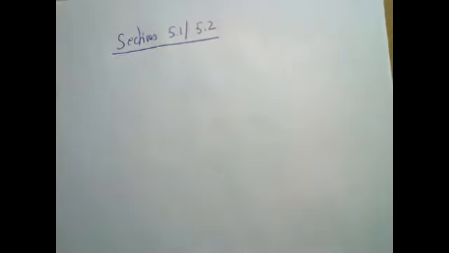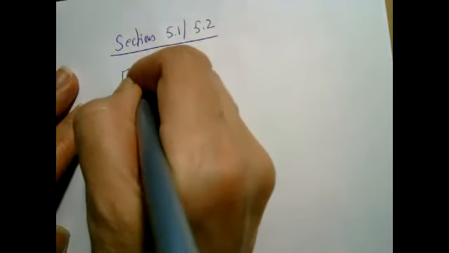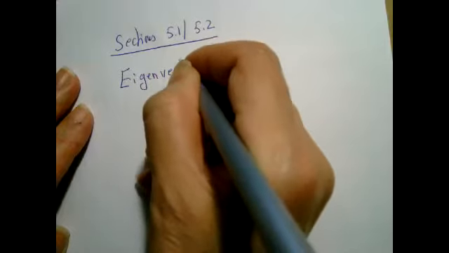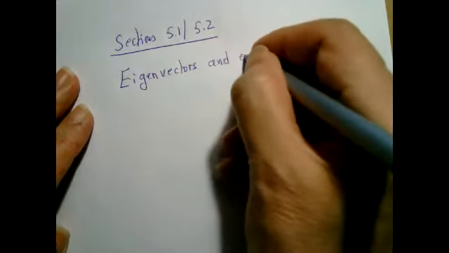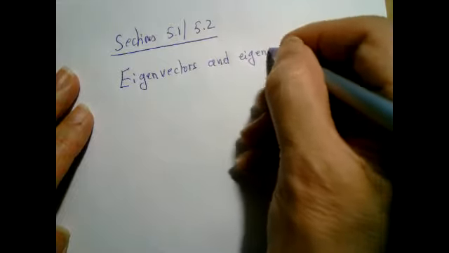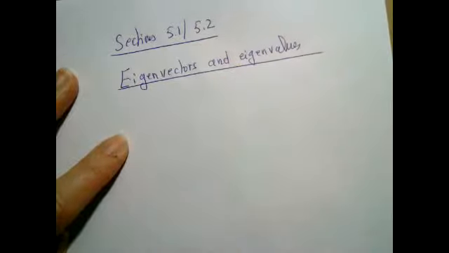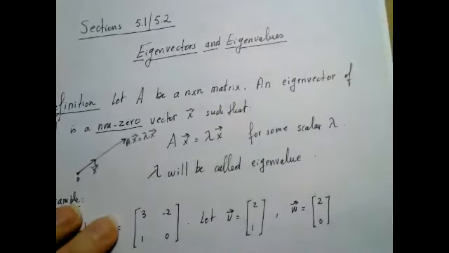Eigenvectors and eigenvalues. I'll write them down. Eigenvectors and eigenvalues. Value is a number, vector is a vector. All right, first definition. I will read it and then do problems by itself.